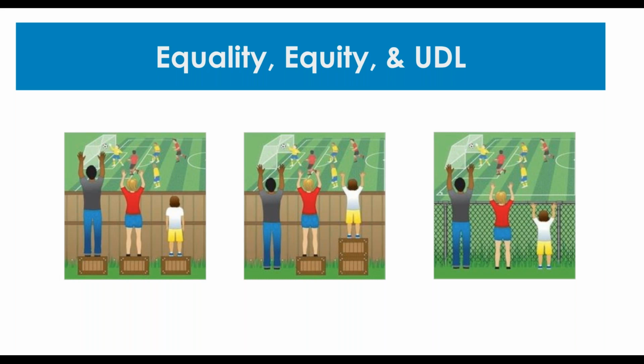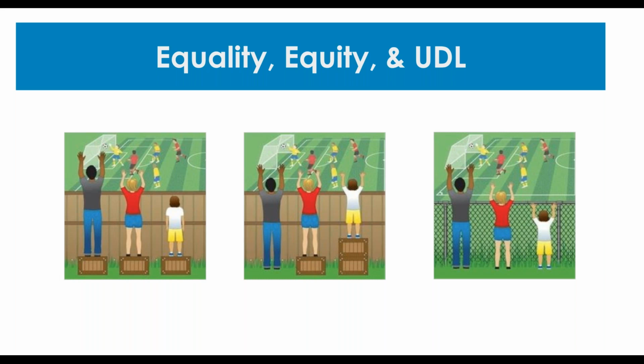The second picture there is equity. Everybody gets what they need. So the first gentleman, he doesn't need a box. He can see over the fence. The second individual there, a little bit more vertically challenged, needs a box. And then the third gentleman, or she, gets two boxes because they need that to see over the fence. So everyone gets the same view, and it's equity. They get what they need for success.